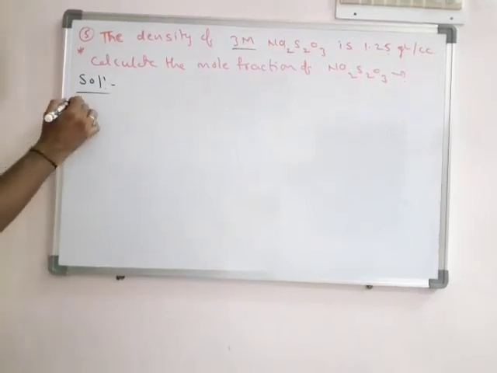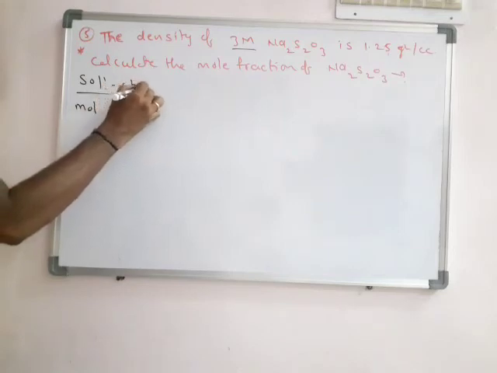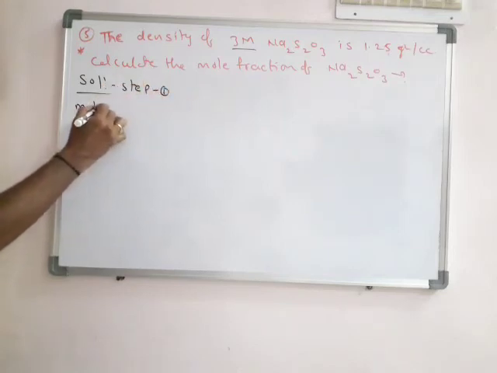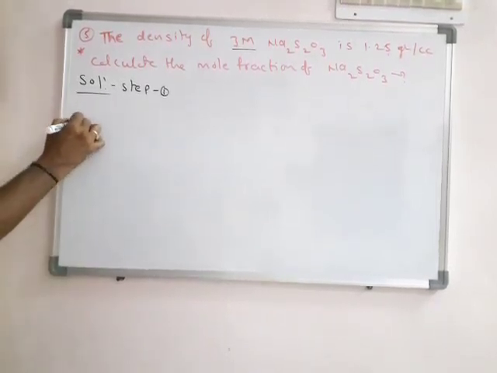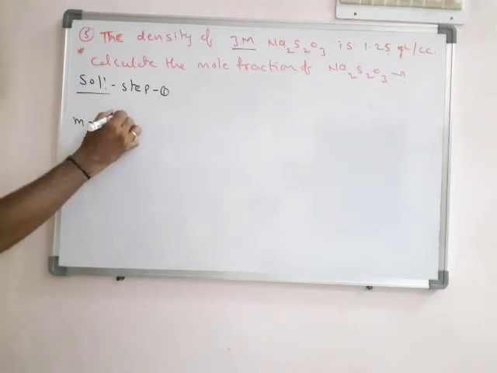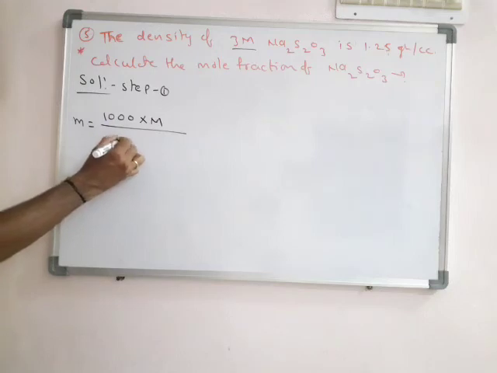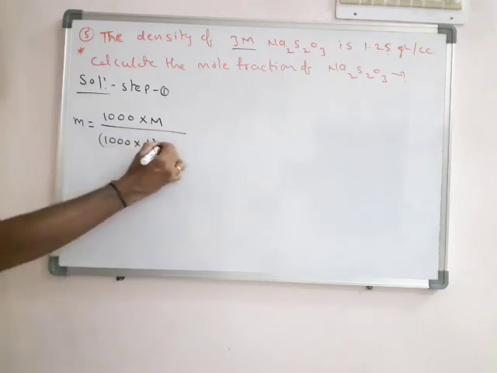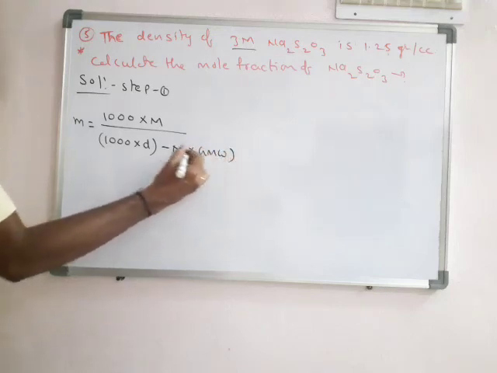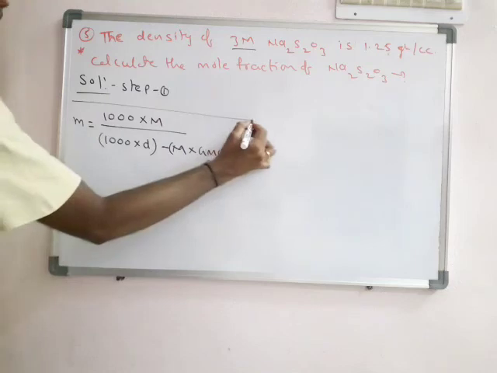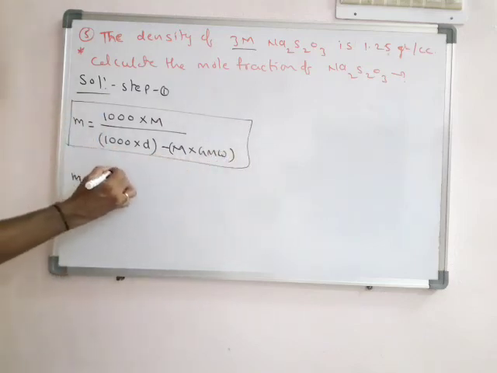Okay, so see this step 1, in step 1 here we are calculating molality. We know the density and molarity are given, and we know the formula. Molality m equal to 1000 into molarity by 1000 into density minus molarity into gram molecular weight of solute. It's an important point, gram molecular weight of solute. We have the formulas, so let us find out molality here. So simple one.